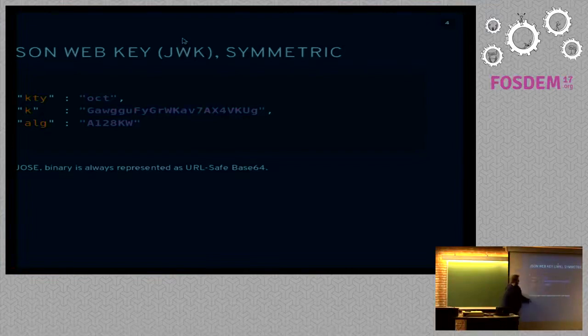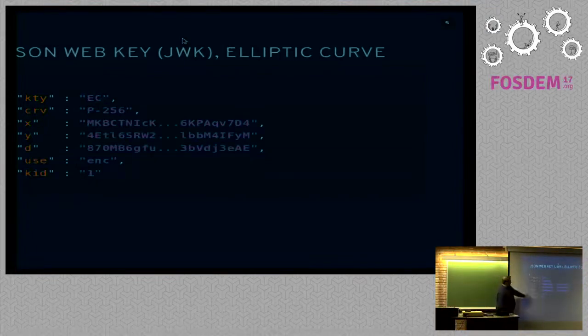It's a JSON object. It says it's an octet string. There's the actual symmetric key, and then that's the algorithm it's used for. We're going to go fast, like I said. Here's an elliptic curve key. Key type, that's the curve group we're in. So P-256, X and Y values. There's your D private value. This can be used for encryption, and it has a key ID of 1.